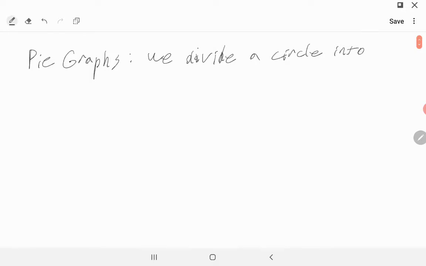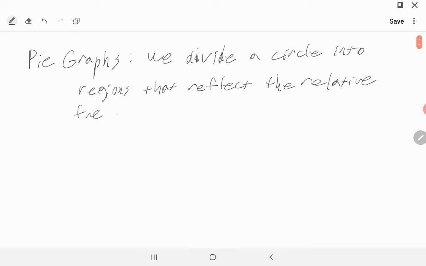Very different from histograms is the idea of pie graphs. The idea of a pie graph is we divide a circle into regions that reflect the relative frequencies of the data.